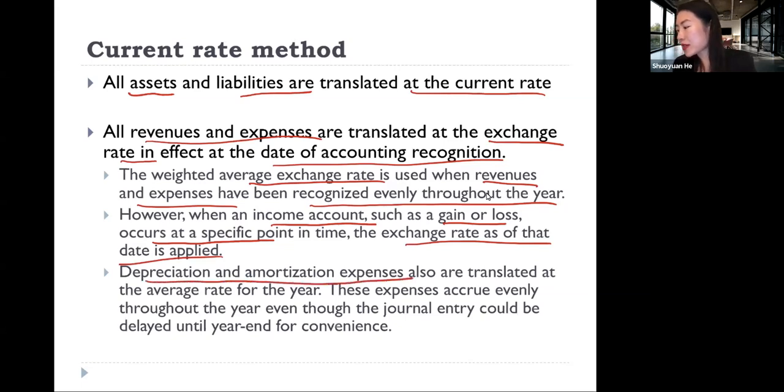Depreciation and amortization expense is translated at the average rate because those expenses occur evenly throughout the year. So we talked about using the average rate, but to be more precise, if we can identify when a gain or loss occurs, we need to use the rate at that point in time.